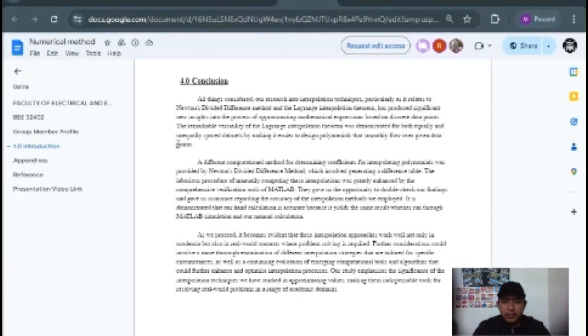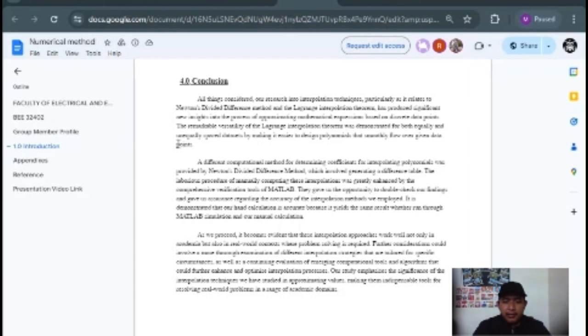And a computational method for determining coefficients for the interpolating polynomial was provided by the Newton divided difference method, which involves generating a difference table. The laborious procedure of manually computing this interpolation was greatly enhanced by the comprehensive verification tool of MATLAB, which gave us the opportunity to double-check our findings and assurance regarding the accuracy of the interpolation method we employed. It is demonstrated that our hand calculation is accurate because it yields the same result whether run through MATLAB simulation or our manual calculation.